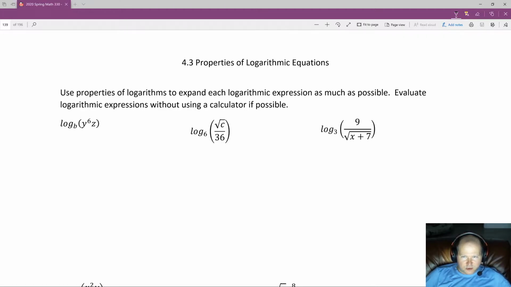3.4 Properties of Logarithmic Equations. So we're going to use the properties of logarithmic equations to expand each logarithm expression as much as possible. Alright, so let's try this.